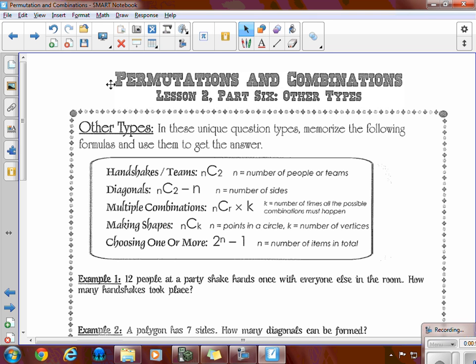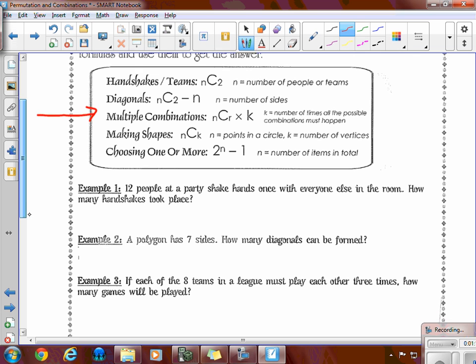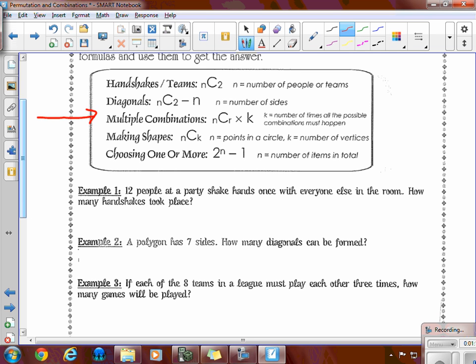Here's a series of combination formulas that could be useful for you, but they're not given on a diploma exam. A lot of them can be thought through and figured out on your own on the diploma, or if you need a specific one, they'll probably give it to you. We're going to first do them through calculator skills, then look at them with the formulas later in this lesson. The first one is for handshakes, diagonals, multiple combinations, making shapes, choosing one or more items from a bunch. So we'll look at example 1.